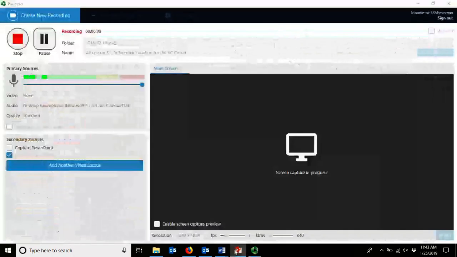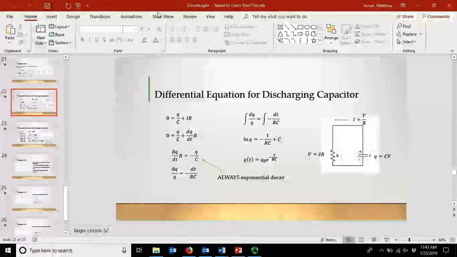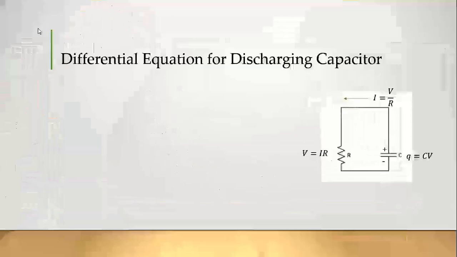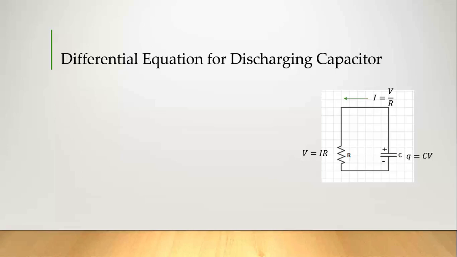So in this lesson, we're going to start looking at the differential equations for an RC circuit, and talk about how these equations actually work. I think in some ways talking about the differential equation is pretty convenient because it gives us other ways to describe it. I'm going to start with the discharging capacitor first.